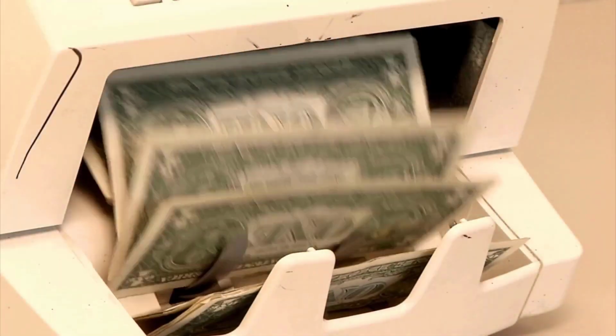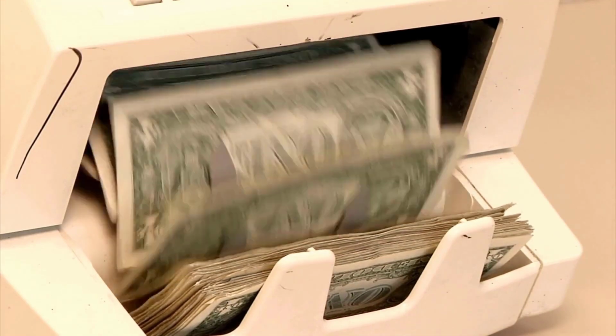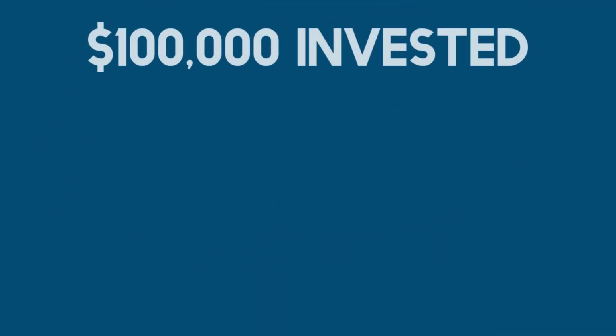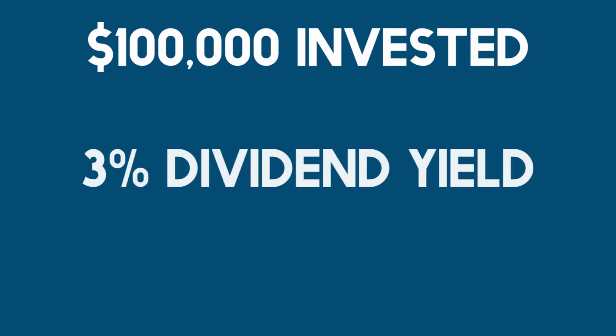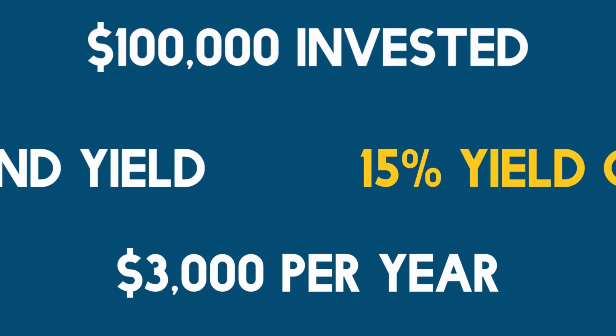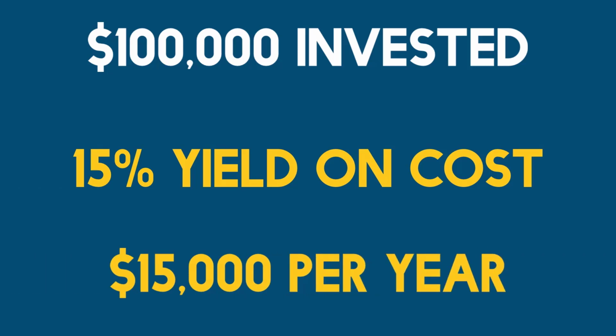Building a juicy yield on cost can also really help with the compounding effects of reinvesting those dividends. Again, for example, imagine you've invested $100,000 that had a 3% yield at the time of buying. This would mean that you would receive $3,000 a year in dividends. Now imagine that, over time, through consistent dividend increases, you now have a yield on cost of 15%, and therefore would be earning $15,000 a year in dividends.